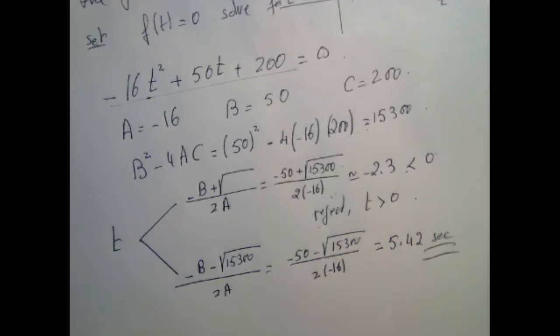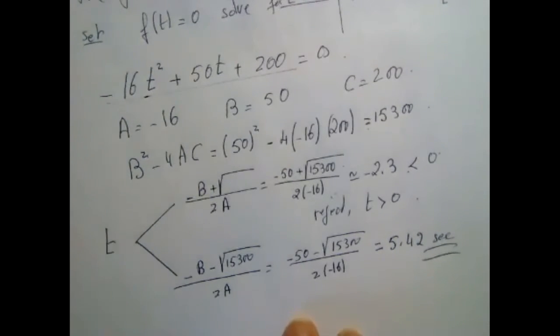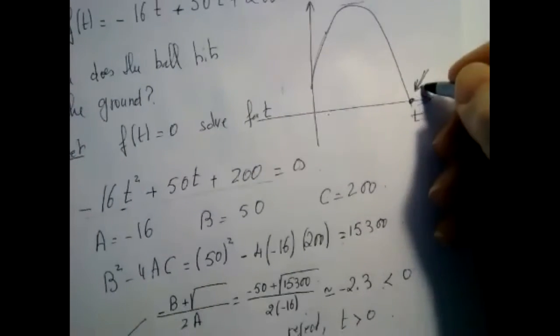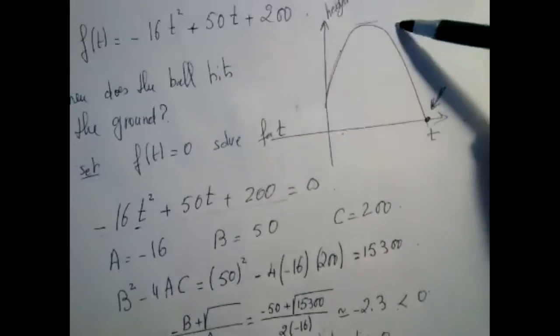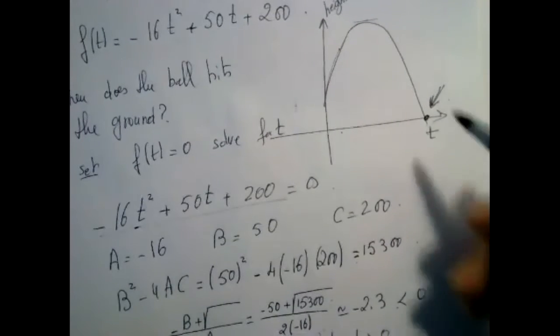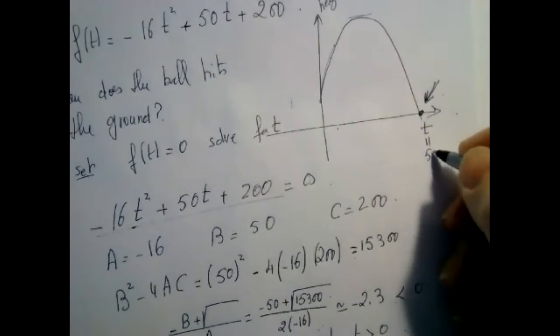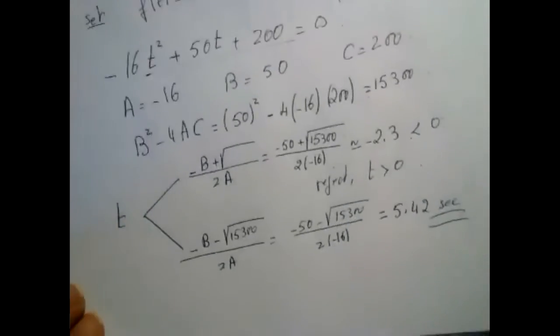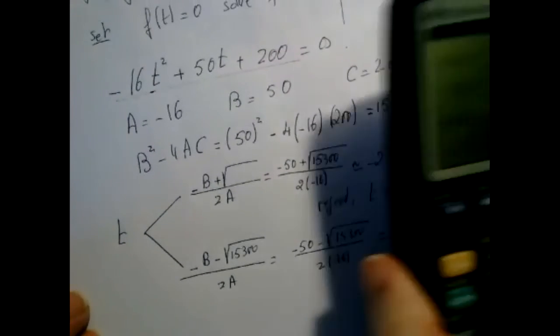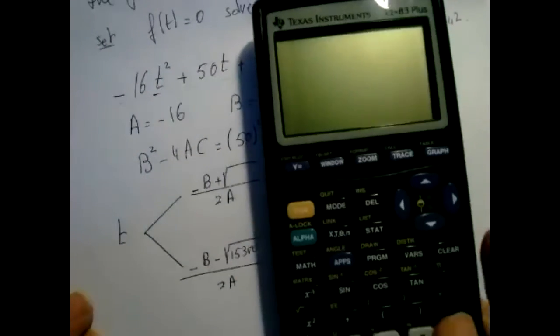And second. It means after 5.42 seconds, the ball will hit the ground again. So the ball goes up, and then it's going to hit the ground again. It hits it after a little bit over 5 seconds. Could you go over how you put it in the calculator again? I'm not getting the same answer you did. Okay, that's why I want you to do it with me.